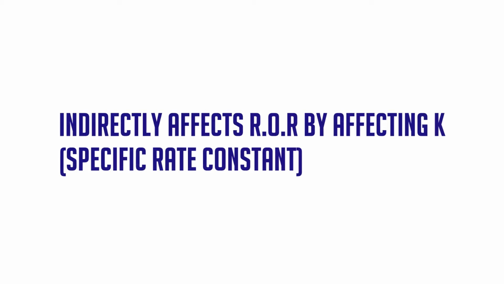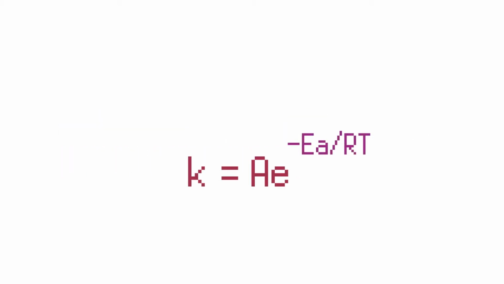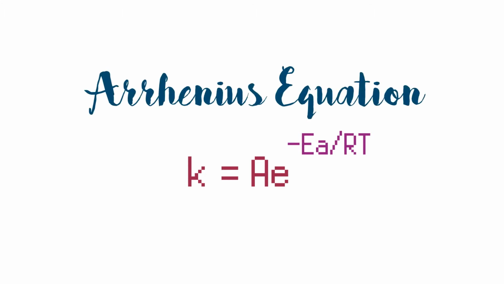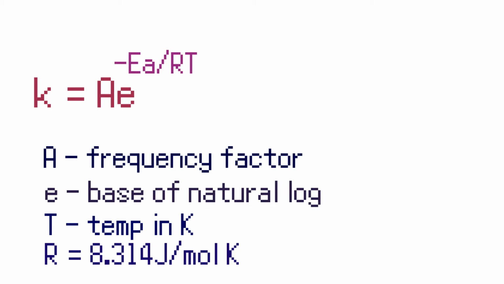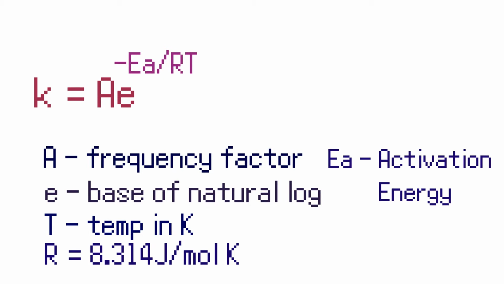Moving on to temperature. The temperature, simply put, will indirectly affect the rate of the reaction by affecting the specific rate constant. This is seen through the equation k is equal to A e raised to negative Ea over RT, which is also called the Arrhenius equation. A is the frequency factor, e is a constant which can be found in your calculator, T is the temperature in Kelvin, R is the ideal gas constant, and Ea is the activation energy.